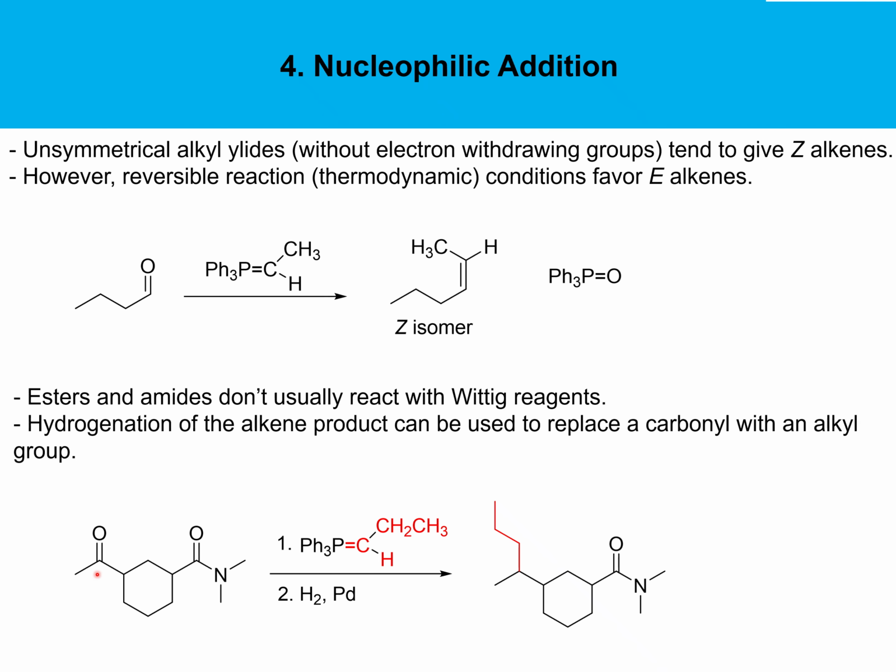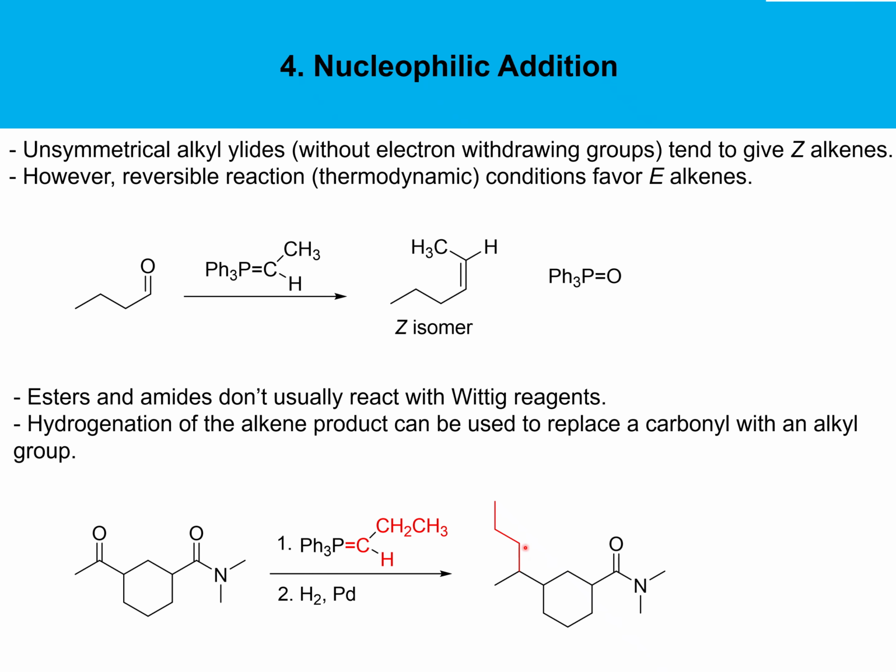This compound has a ketone on the left and an amide on the right. If we do a Wittig reaction with this Wittig reagent, we will add the alkyl group on it to where the carbonyl of the ketone was. Notice there are 1, 2, and 3 carbons. So 1, 2, and 3 carbons will be added where the ketone was. Nothing happens to the amide.